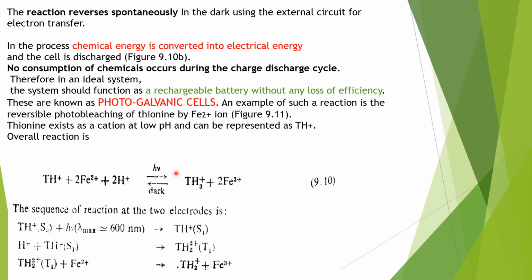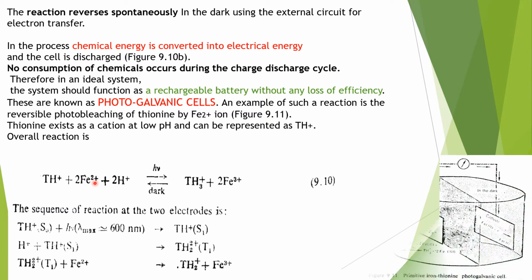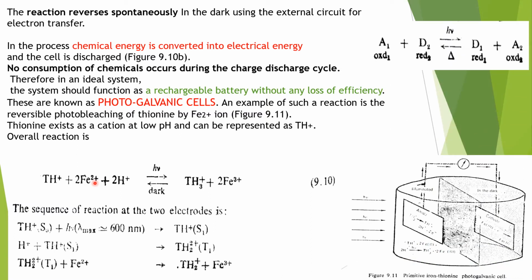This is the cell charging process, and during discharging, again Fe3+ dissociates the two protons and forms TH+ again, while Fe3+ takes one electron from the proton coming from this species, and again it forms the 2Fe2+. That is, as we have seen the reaction in the earlier one, which is A1 forming D1 and D2 forming A2. So such type of reaction is occurring here also.